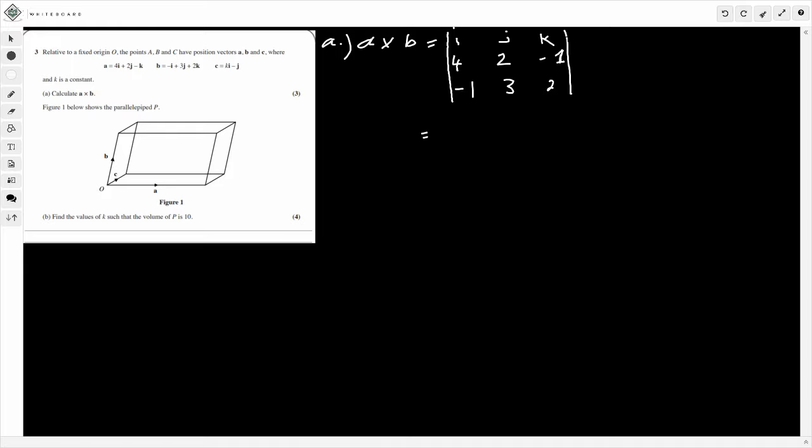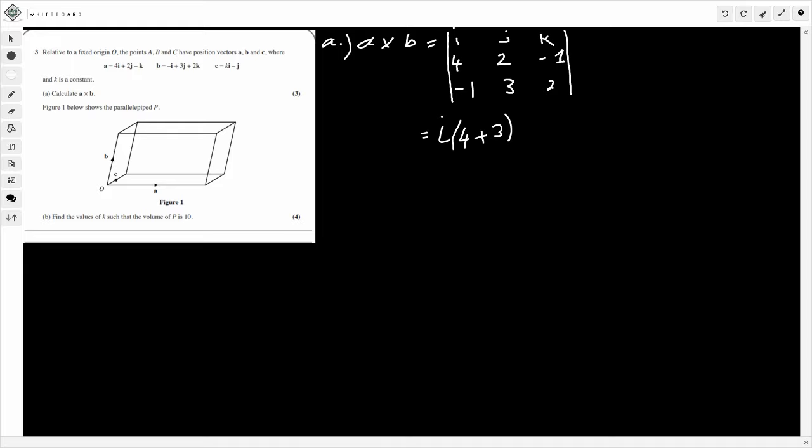But we only need the top row. So expanding along the top row, I'd cross out this row and this column. That's going to give me the 2x2 determinant here. So that's going to be i lots of 2 times 2, so 4, minus 3 times minus 1, so that's going to be plus 3. So that's my first element.